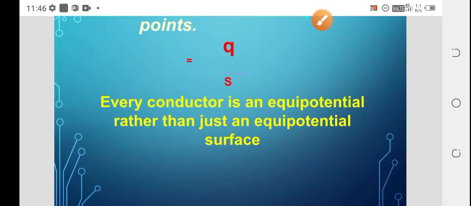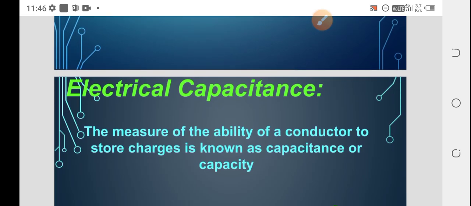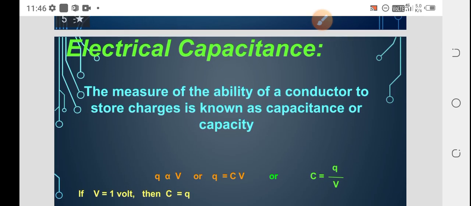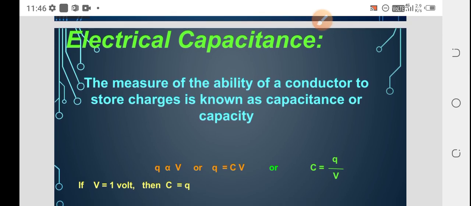Every conductor is an equipotential rather than just an equipotential surface. So you are taking that one equipotential surface. In this equipotential surface, the conductor surface is different. After that, the next chapter is about electrical capacitance.